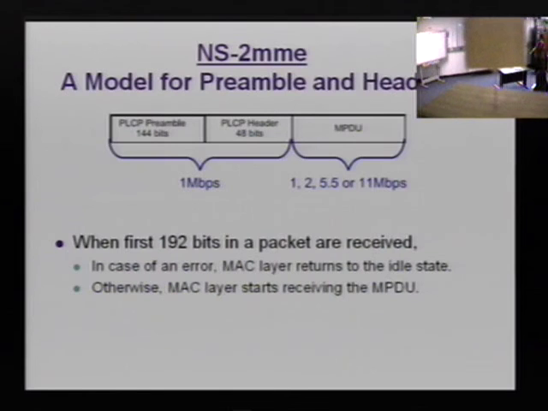We also made a little change in the model regarding the preamble and header. In NS2, the packet is considered as a single entity, so it doesn't matter if it's header or not. Like the header is transmitted at 1 megabit in NS2, it just accounts for the time that it's being transmitted.